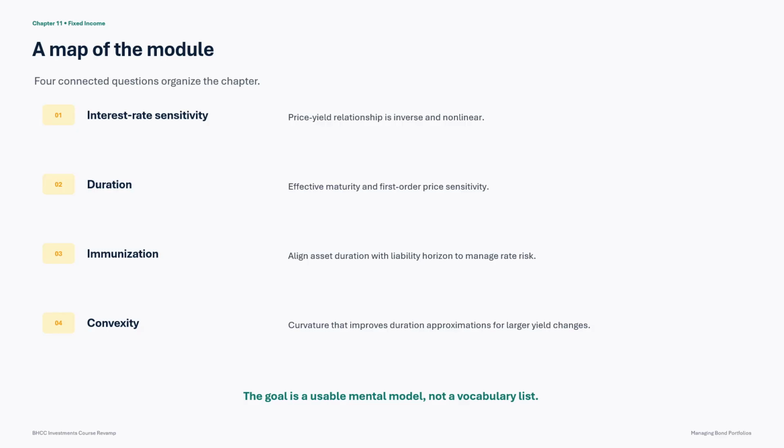Question 3 is immunization. A portfolio may be designed not simply to maximize return, but to fund a liability. The manager compares the present value and duration of the assets with the present value and timing of the obligation. When those are aligned, changes in asset value and changes in reinvestment opportunities can offset one another. But the alignment drifts as time passes and markets move, so immunization is a process, not a one-time ceremony.